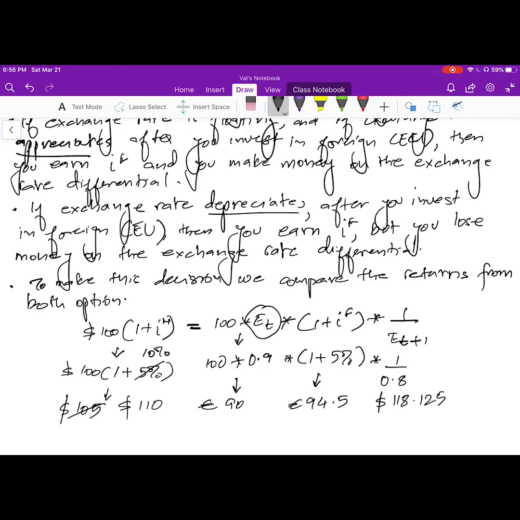right? $118. So think about what has happened. On the left-hand side, had you chosen option 1, you would have ended up with $110. On the right-hand side, this is option 2, you ended up with $118. Of course, $118 is more desirable than $110, so you would go with option 2, right?